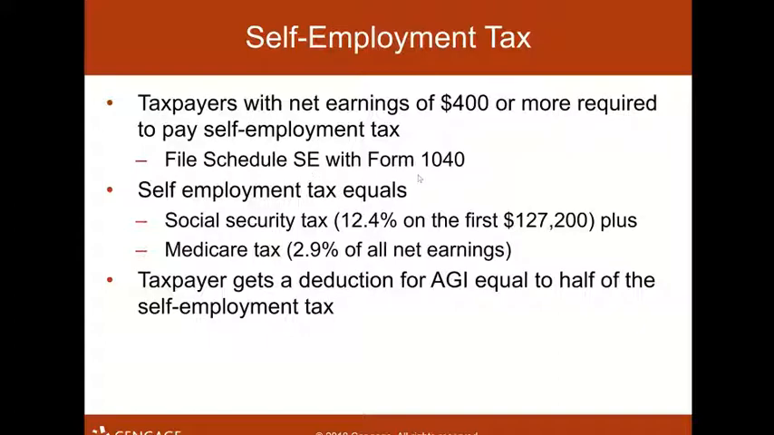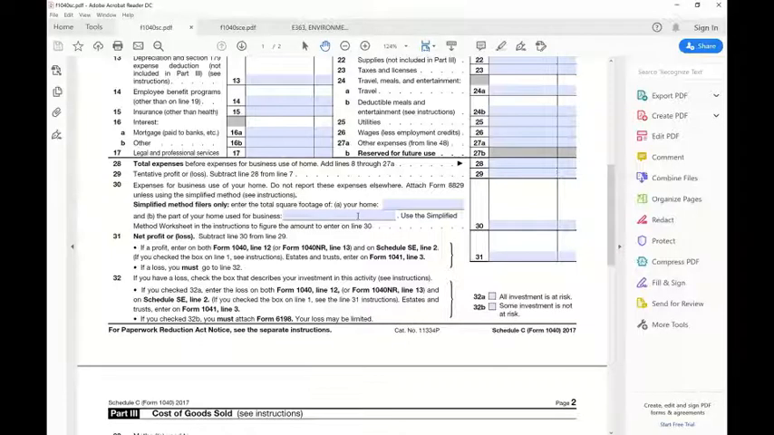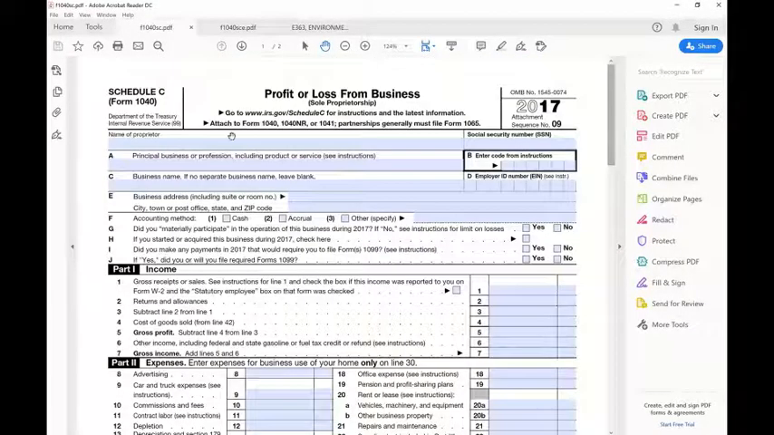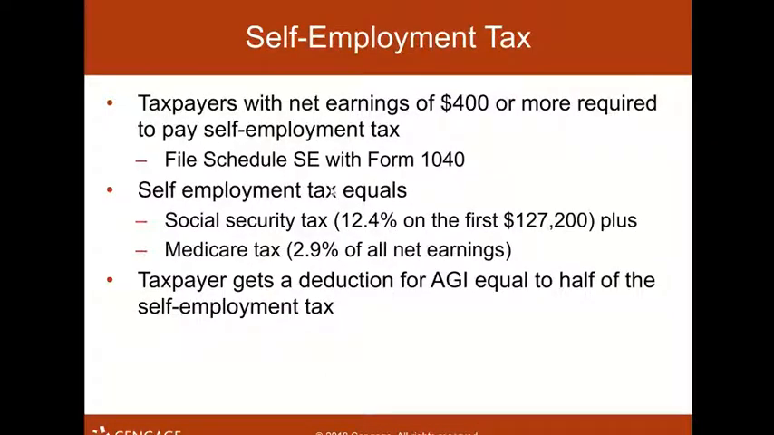So in addition to Form 1040, Schedule C, the taxpayer is also required to file Schedule SE, mainly to pay the self-employment tax.